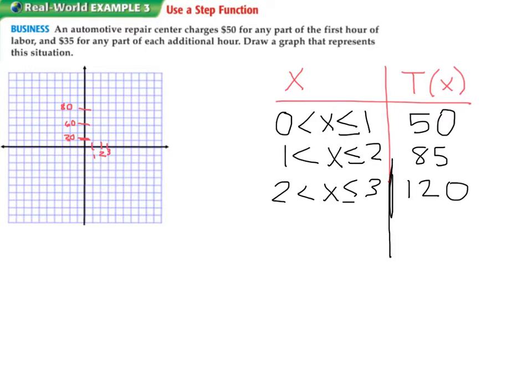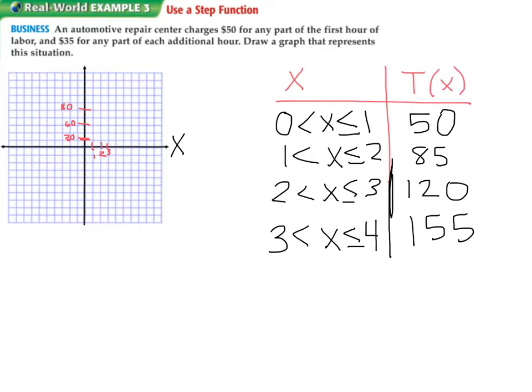And then if we want to look at another example, we'd say, okay, between 3 and 4 hours, what if they're working on my car that long? We're going to take the $120 and add another $35 to get $155. So you probably get a pretty good understanding of how this is going to work. Over on our axis, I use the x values as the hours working because that's our independent variable. The dependent variable, so it depends on the x, is how much I'm getting charged. They're charging me based off of the number of hours they're putting into my car.